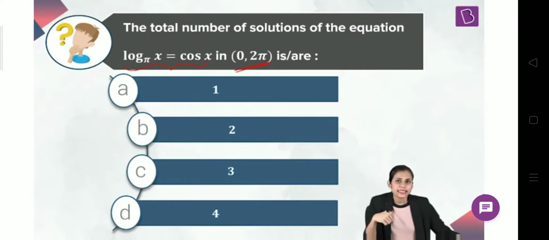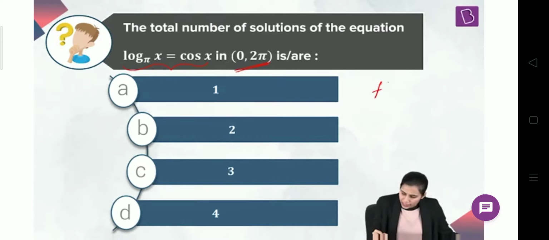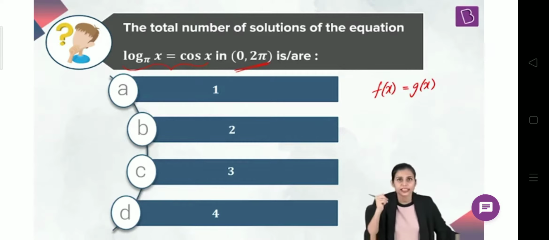Now, before I directly take you to the solution, let me tell you the approach of solving such questions. See, whenever you are given an equation of the form f of x equal to g of x and you are asked to find out the total number of real solutions of this equation, the deal is extremely straightforward and simple.